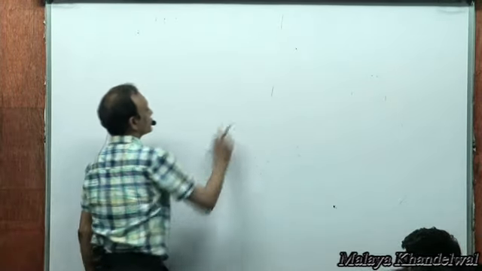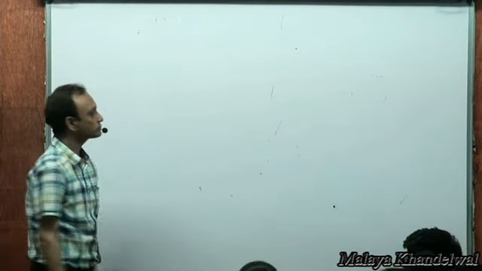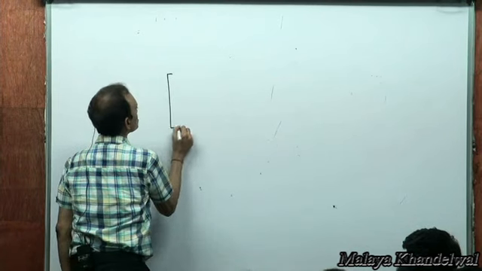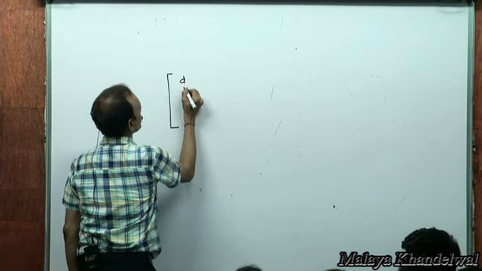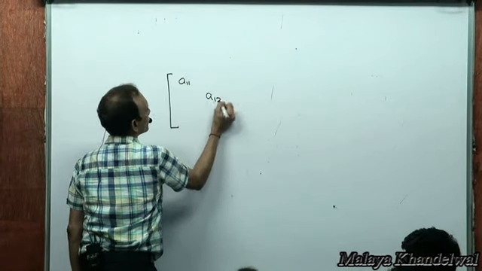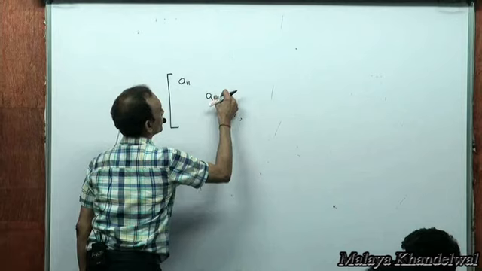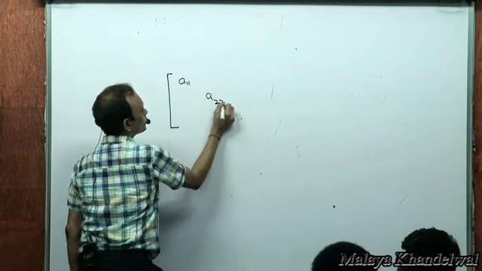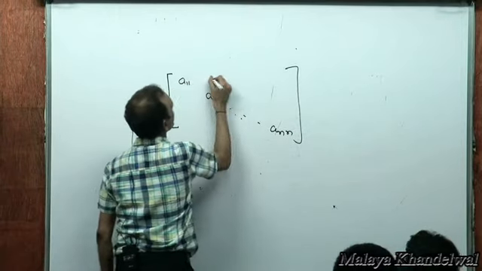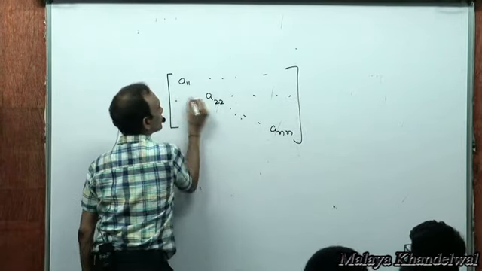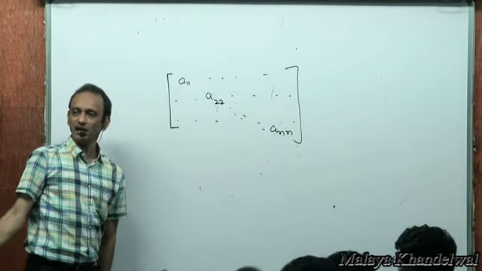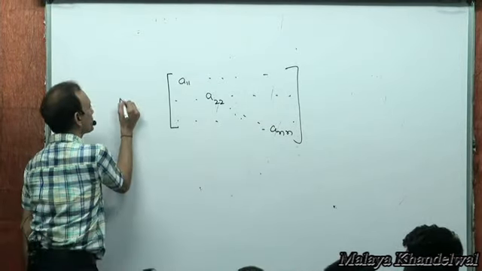Now, again, in a square matrix, A11, A22, these are the diagonal elements, and then of course there are other elements. This is a matrix A.